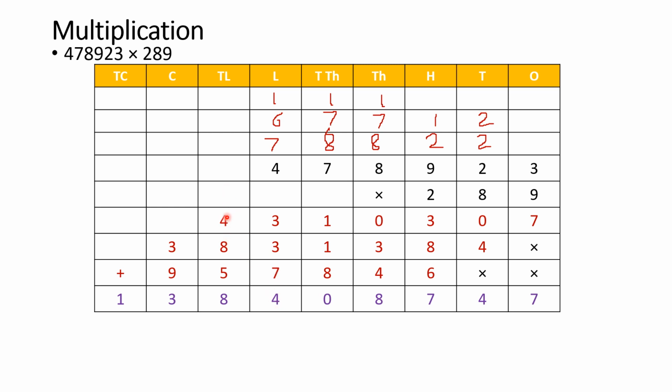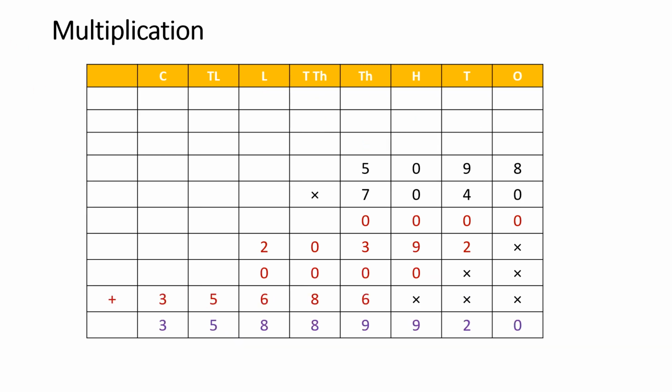Now 4 plus 1, 5. 5 plus 8, 13. 13 plus 5, 18. We will write 8 here and 1 as carry. Then 3 plus 1, 4. 4 plus 9, 13. So it is our product, that is 13 crore 84 lakh 8,747. Very easy, right? Let us take one more example.